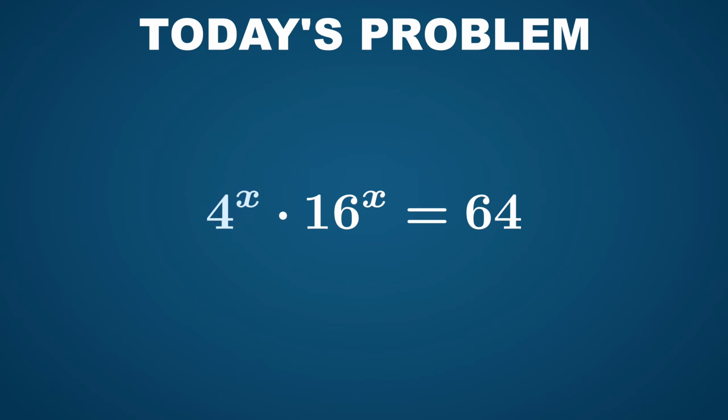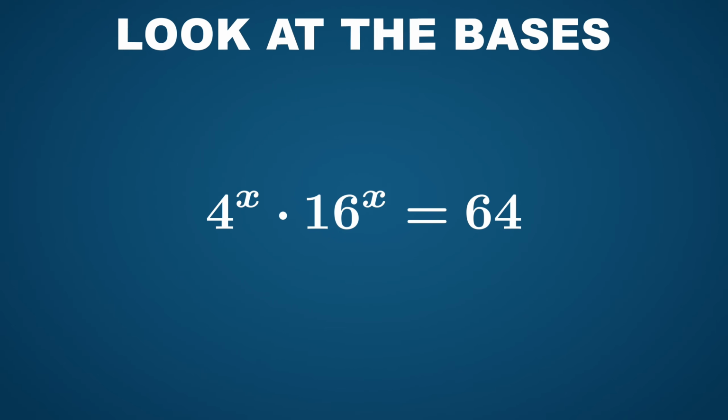Here is today's problem. We must find the value of x in this exponential equation. We have 4 to the x times 16 to the x equals 64. Let us start by looking at the bases of our exponential terms. The first term has a base of 4, which is an even number. The second term has a base of 16, also an even number. The right side of the equation is the constant 64.